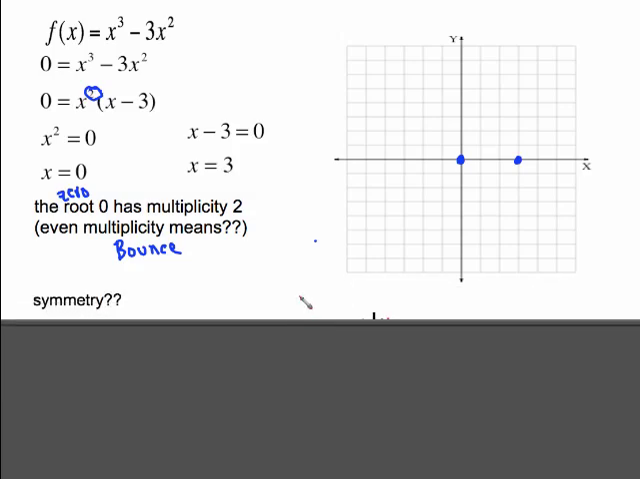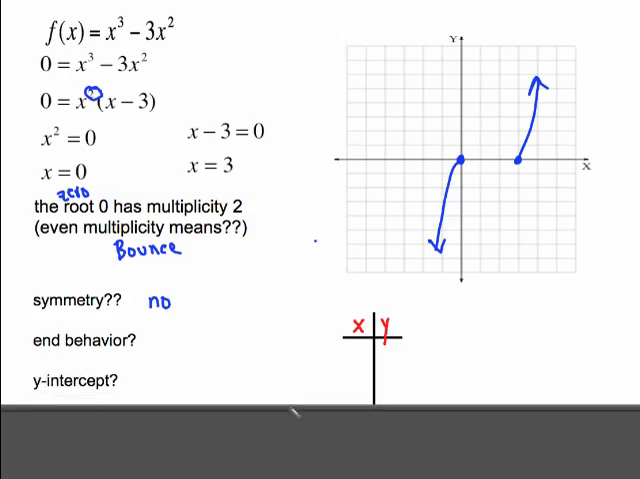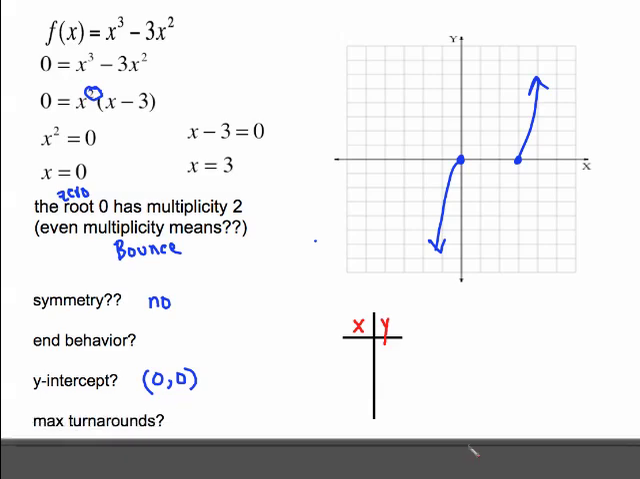Next thing to check is symmetry. This is neither even nor odd. There is no symmetry, so that didn't help any. And end behavior, because that's odd and that's a positive coefficient, I know it falls left and rises to the right. Y-intercept, plug 0 in up here, so it gives me the ordered pair 0, 0. That didn't help any because I already have that ordered pair as one of my roots.